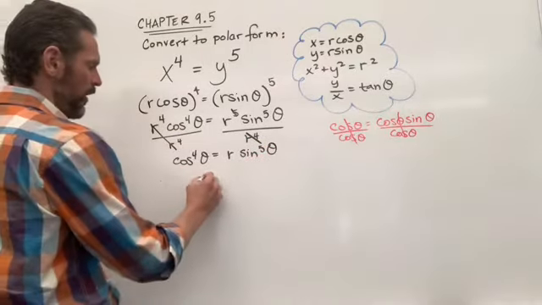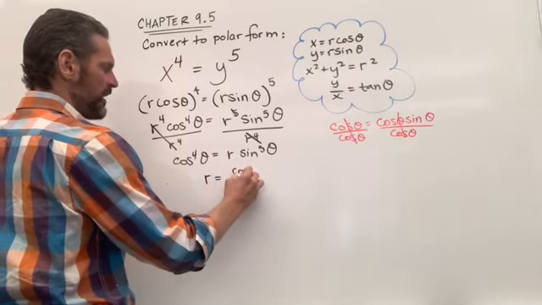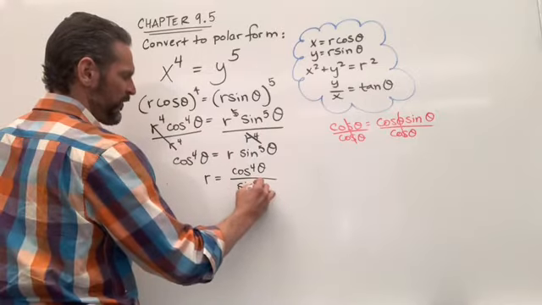Note, you want to get r all alone, and we'll get r is equal to cosine to the 4th theta over sine to the 5th theta.